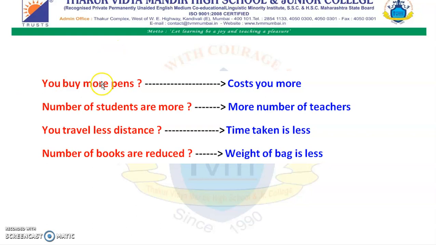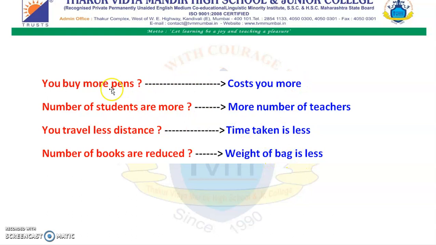If you buy more pens, the cost will be more. If the number of students is more, the number of teachers required is more. If you travel less distance, the time taken is less. If the number of books is reduced, the weight of the bag is less.